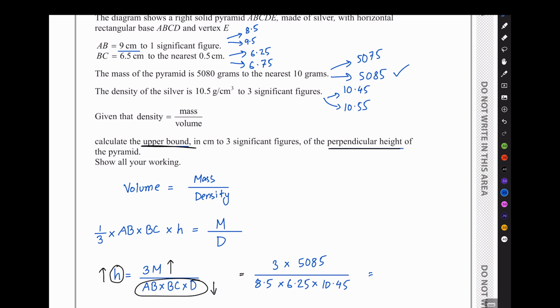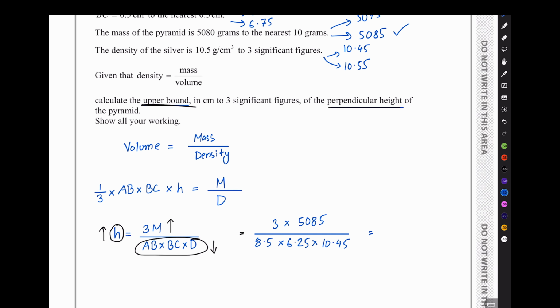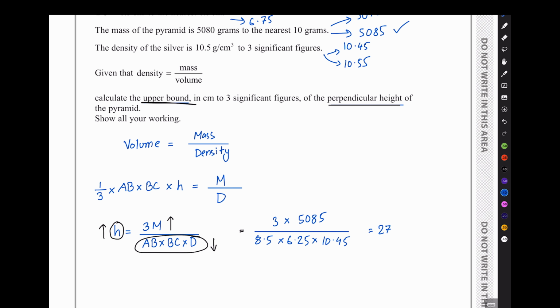So my value comes out to be 27 point something. This is 27.47875 and so on. They told me to give it in three significant figures, so 27.5. This is my final answer.